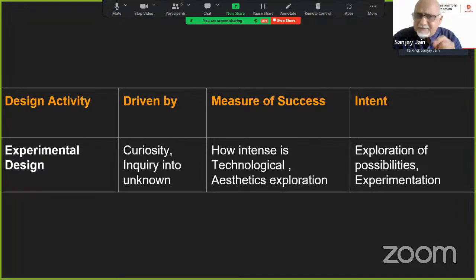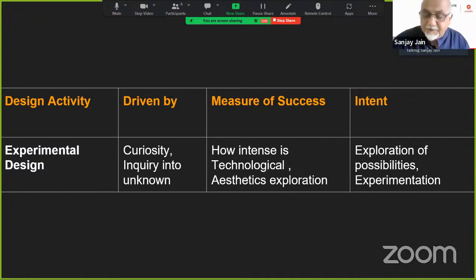And the basic intent of this experimental design is exploration of possibilities, experimenting with new technologies, and give it a physical shape or give it a tangible visibility to the people. It could be also exploring certain new materials, certain new aspects of human senses, and how human senses could be utilized to make a product which could be useful in the future. But this is like a product in progress.